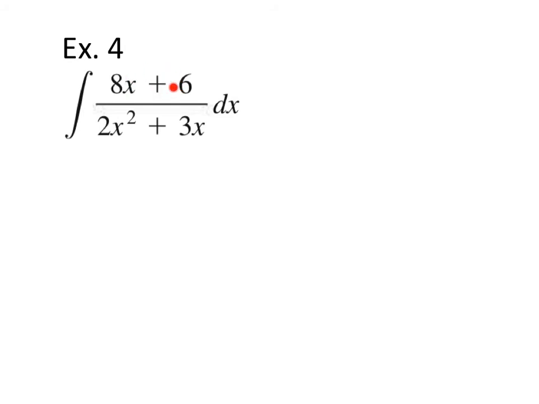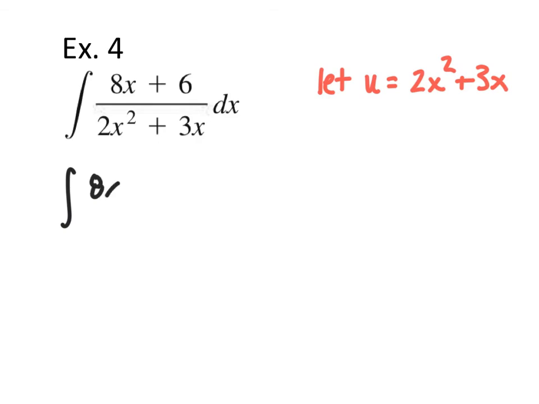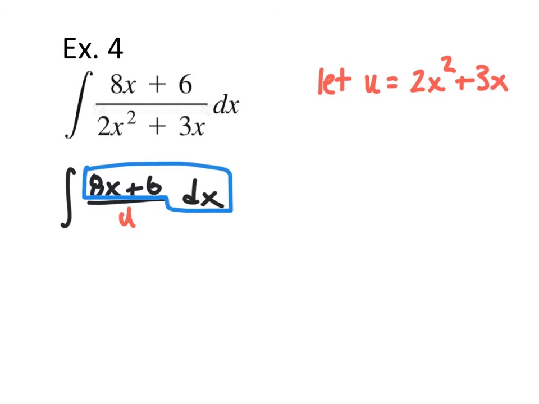And this one isn't as apparent, but I see that I have a 2x squared. If I take the derivative of this, I'll get 4x. I'll get x to the first power, okay? So let's let u equal just 2x squared plus 3x. So I'm going to come over here. I'm going to rewrite this now, and I'm going to say that 8x plus 6 over u, and then dx, okay? So the thing that I'm trying to get rid of is this 8x plus 6 dx, okay?